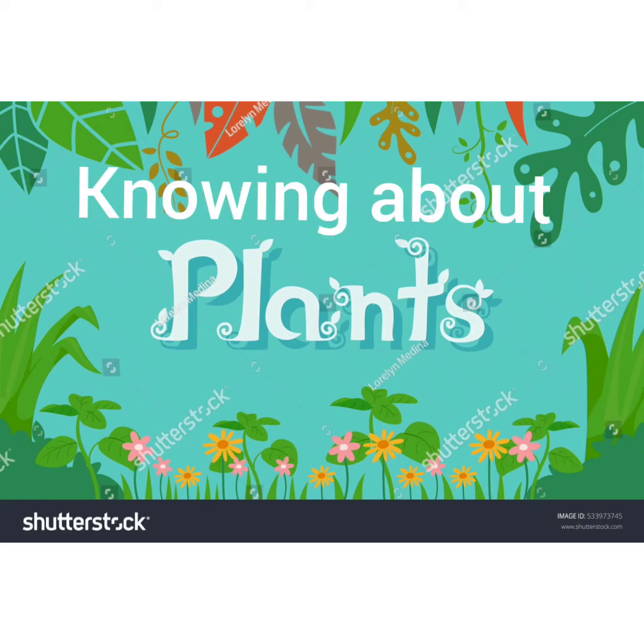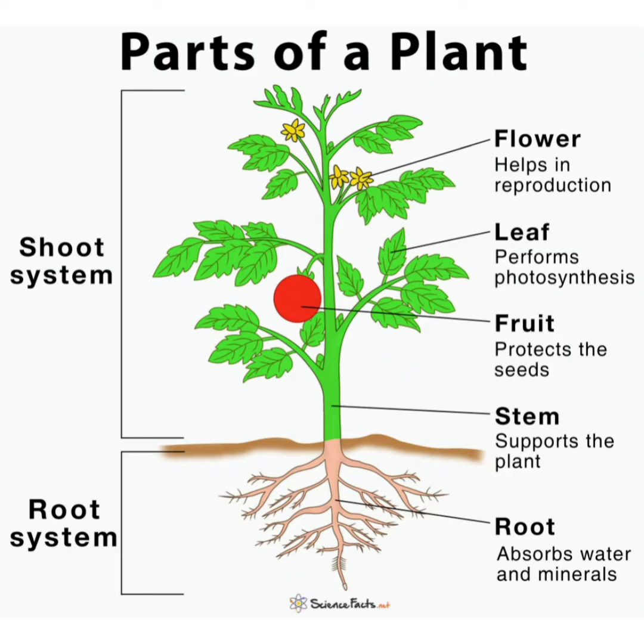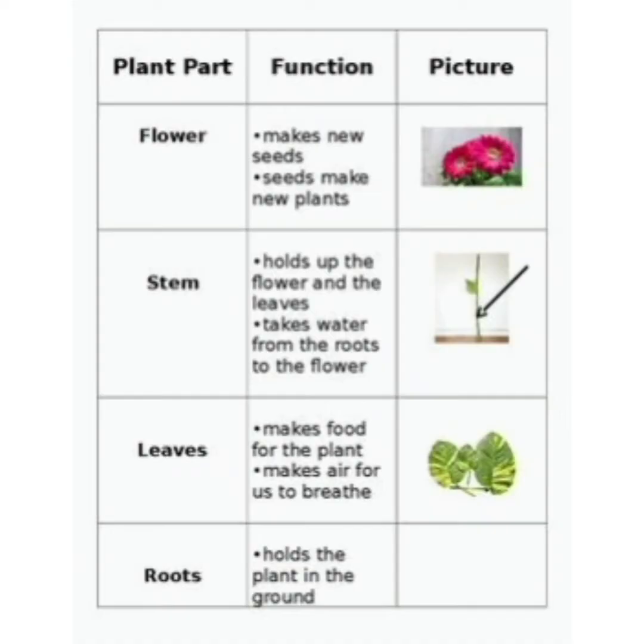Welcome all. Children, today we are going to learn about a topic related to plants: knowing about plants and their parts. Plants are of different sizes and shapes, but generally all plants have similar parts: root, stem, leaf, flowers, etc. Each part of the plant performs different functions. First we'll see about roots.